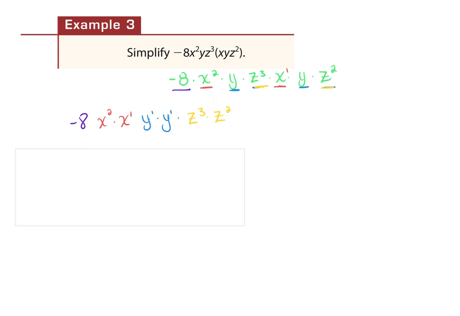So you can rearrange them so that they're grouped. You don't have to rewrite it. You can go straight to your answer if you start seeing the pattern quickly. But I'm just showing you how you're going to do this. So you're going to end up with negative 8. X to what power then? 3. Y to what power? And z to what power? There we go, and that's my answer.